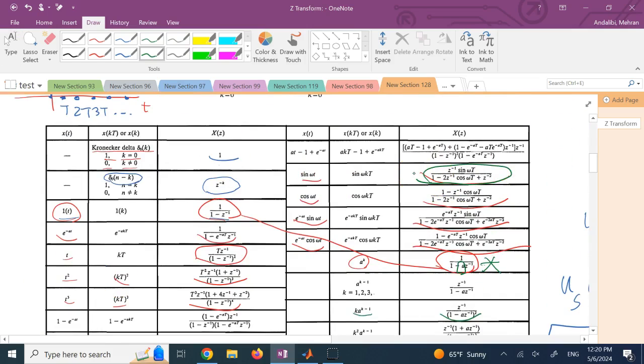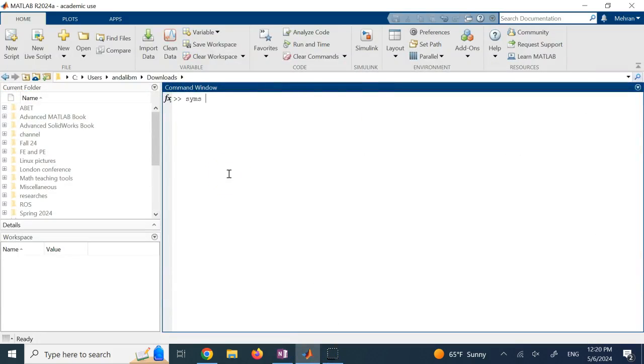Okay, let's practice that. So here we go to MATLAB and say syms k and t. And then we say that f equals sine of k times t, right? So let's do it.